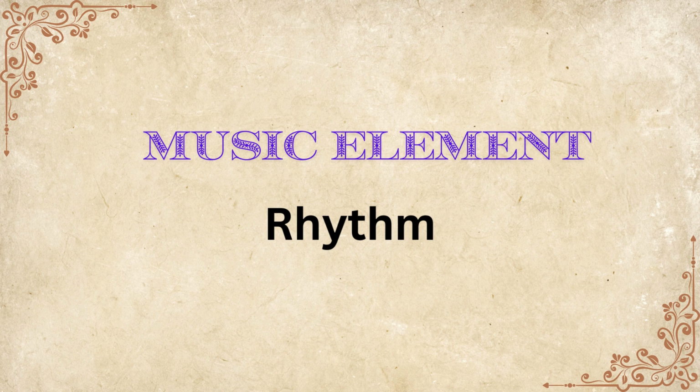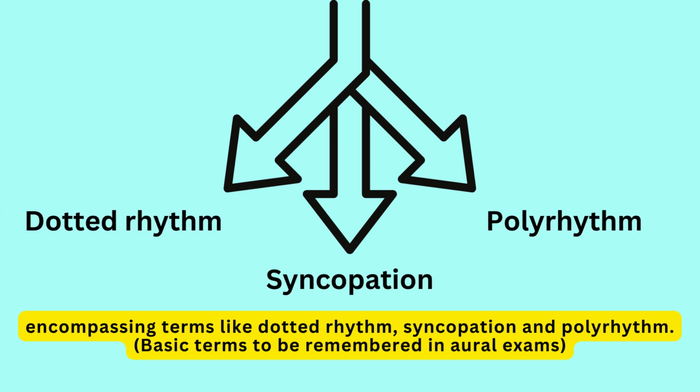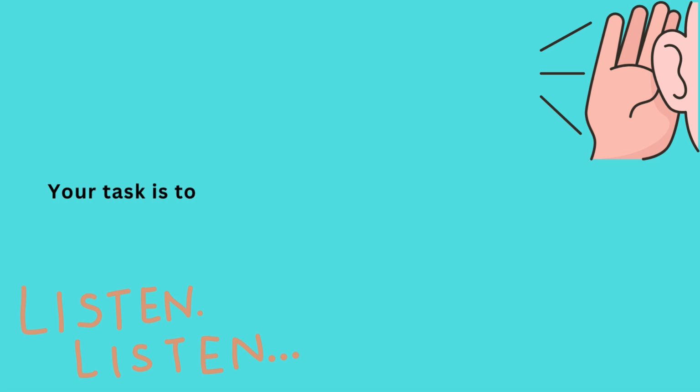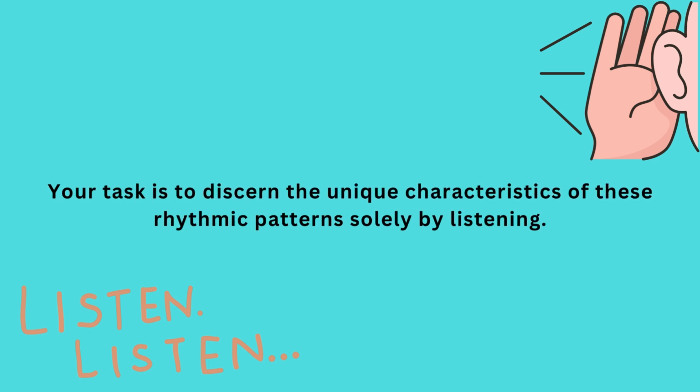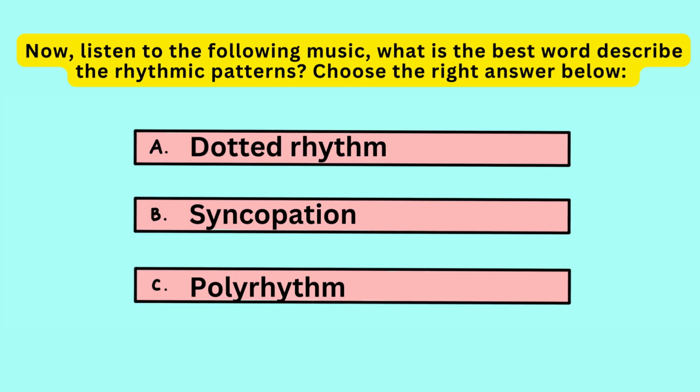The final music element I will elaborate on is rhythm, encompassing terms like dotted rhythm, syncopation, and polyrhythm. Your task is to discern the unique characteristics of these rhythmic patterns solely by listening. Now, listen to the following music. What is the best word to describe the rhythmic patterns? Choose the right answer below.